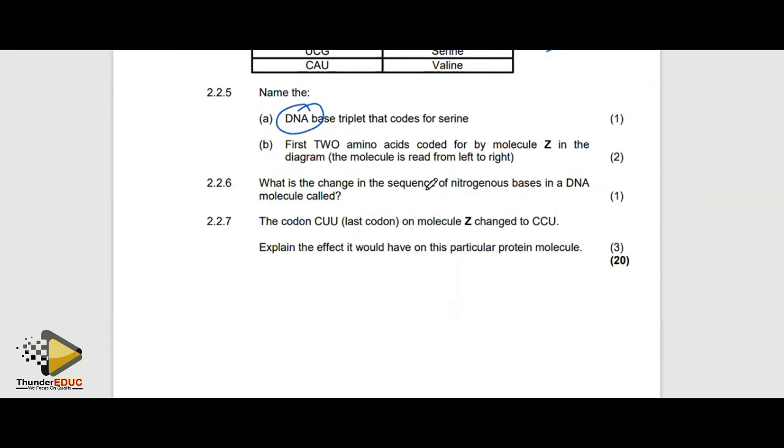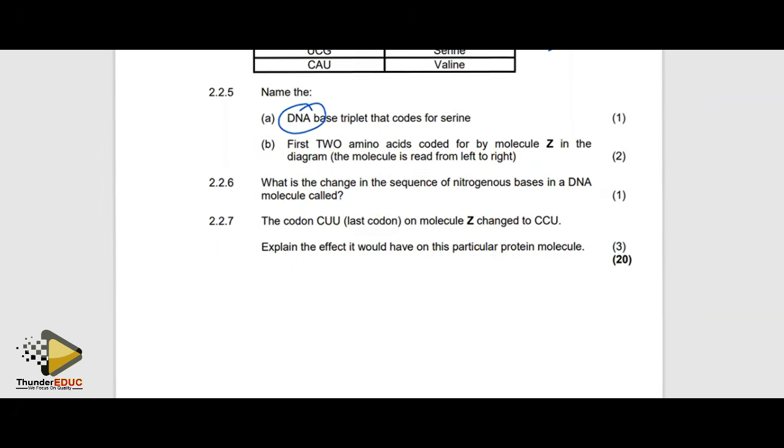What is the change in the sequence of nitrogenous bases in the DNA molecule called? This is gene mutation. So we call it gene mutation. Why? Because the bases have been changed. Then they're saying the code for this, on molecule Z, changed to this. Explain the effect of this.